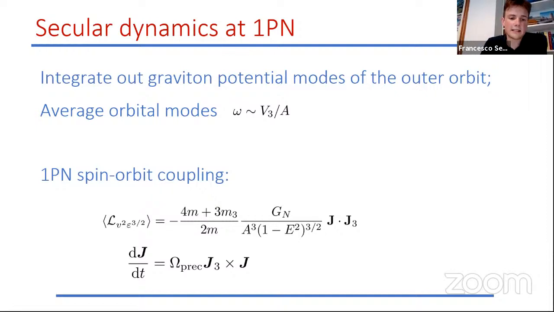And this basically tells us that because of relativistic effects, the spin, the angular momentum of the inner binary undergoes a precession around the angular momentum of the outer orbit.